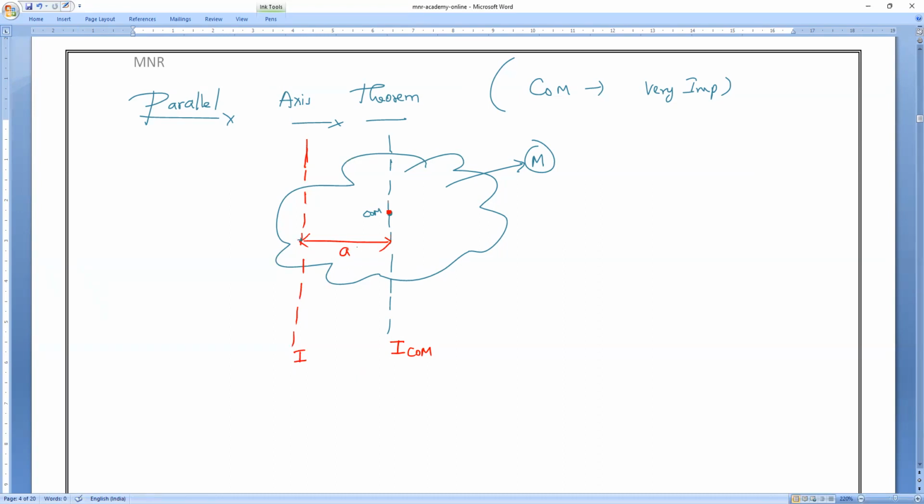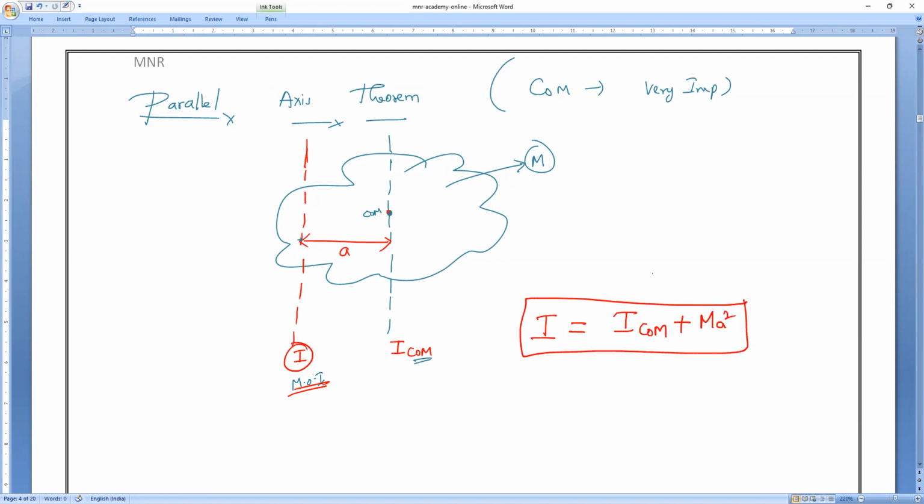Are you understanding, Mr. Udreswa? This is the moment of inertia about the axis of rotation, and this is the moment of inertia about the center of mass. Both are parallel, right? So the moment of inertia about the axis of rotation, I, is equal to the moment of inertia about the center of mass plus m a square. This is called the parallel axis theorem.